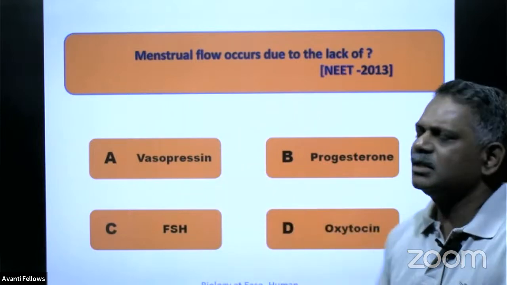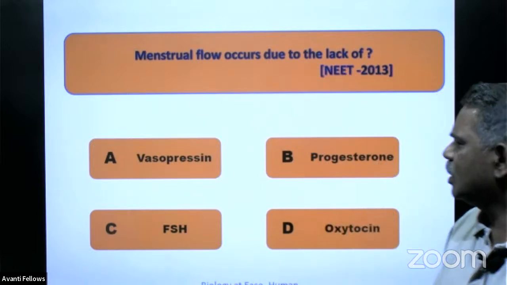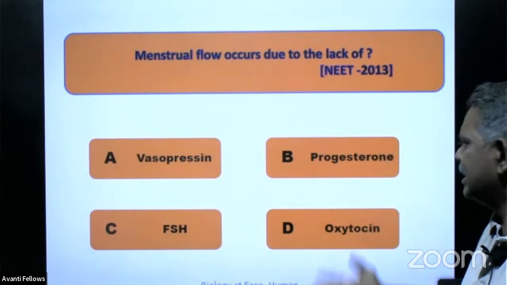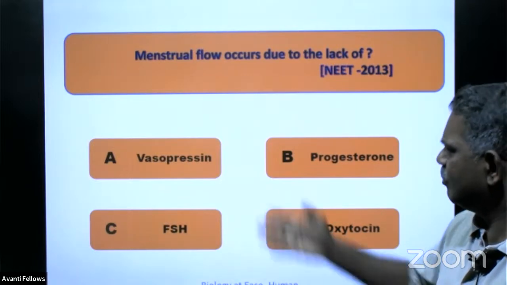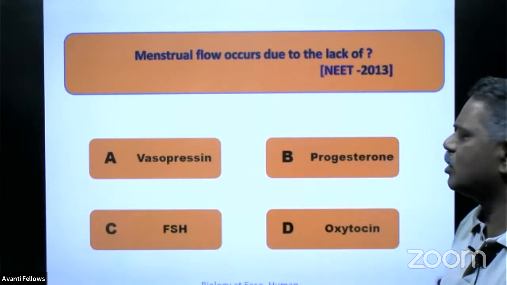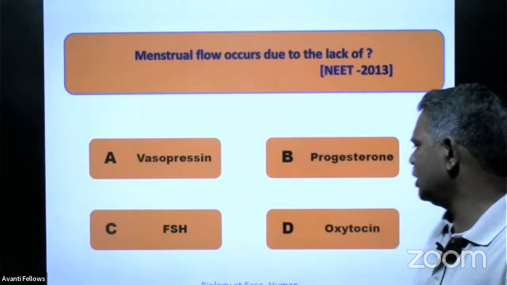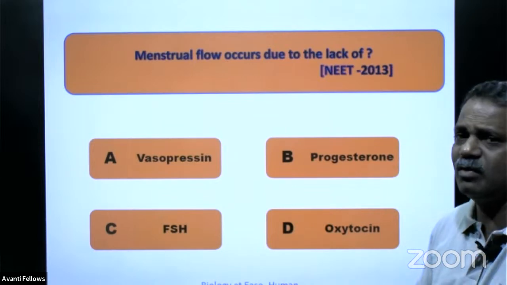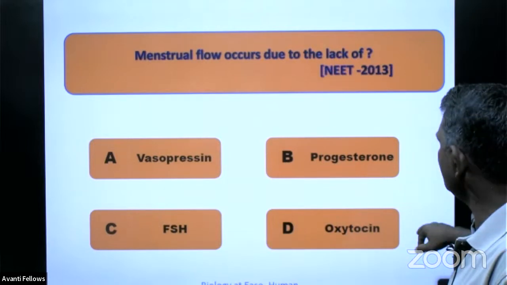Is it vasopressin, or progesterone, or FSH, follicle stimulating hormone, or oxytocin hormone? Lack of vasopressin, option A, or due to the lack of option B, progesterone? Is it due to the lack of FSH, option C, and is it due to oxytocin, option D? Find out the correct answer from these options given. Then move to another one.